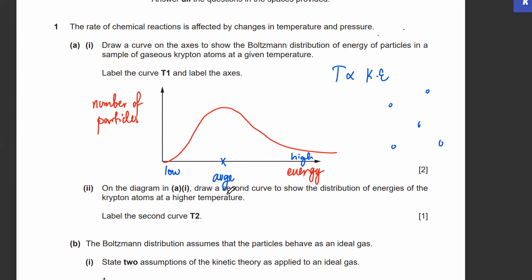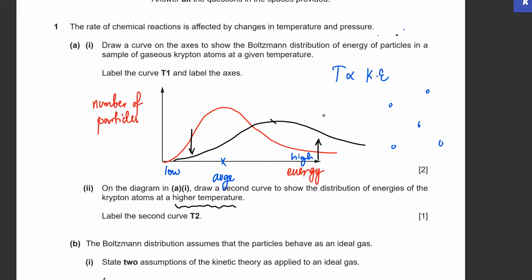On the diagram, draw a second curve to show the distribution of energies of kryptons at a higher temperature. So what happens at much higher temperatures? At higher temperatures, the number of particles having higher energy is larger, and the number of particles having lower energy is lesser. Just remember, the number of particles at higher energies would be greater, and at lower energies would be lesser. So the curve gets skewed to the right, and it becomes flatter.